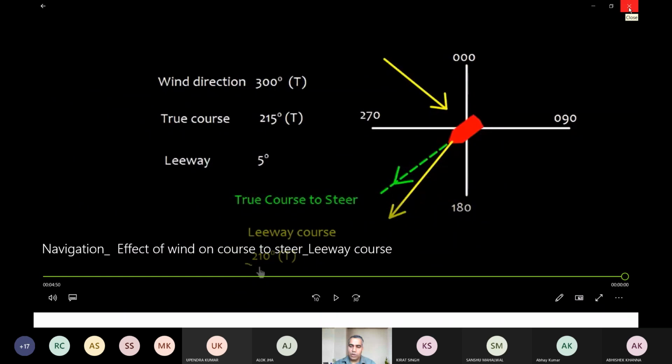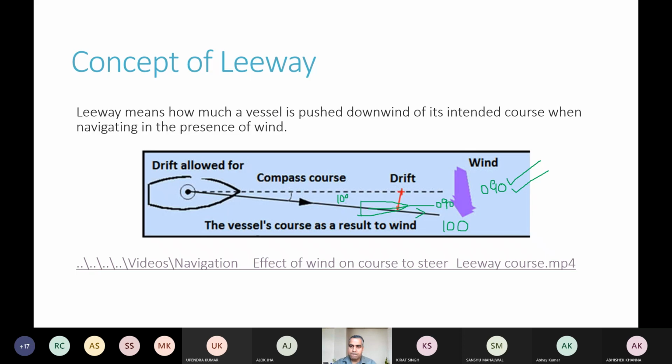Okay. So I hope leeway is clear to everyone now, beta. Any doubts or queries you have in leeway? Clear, sir. Very good, beta. So that's a very important concept when we go into chart work, not only days work, but also chart work. So let's proceed ahead.